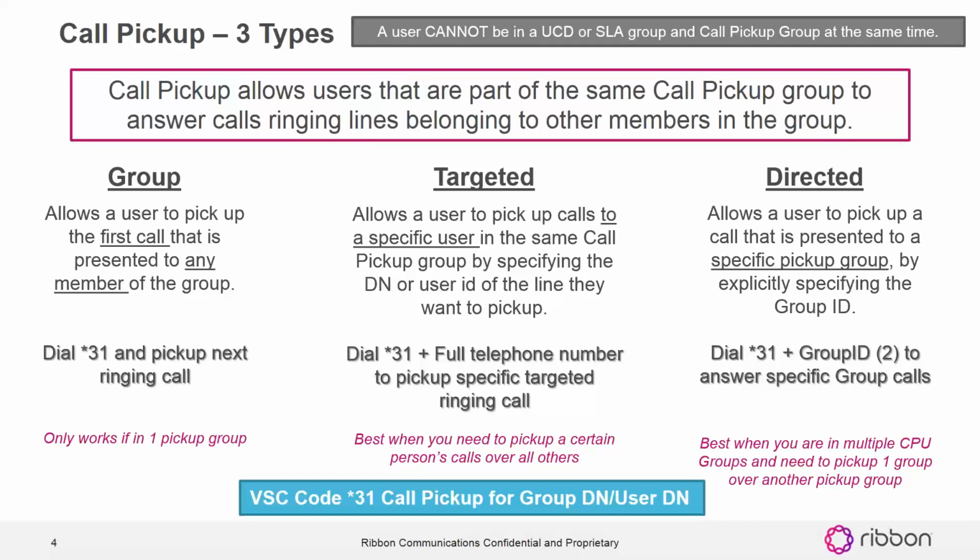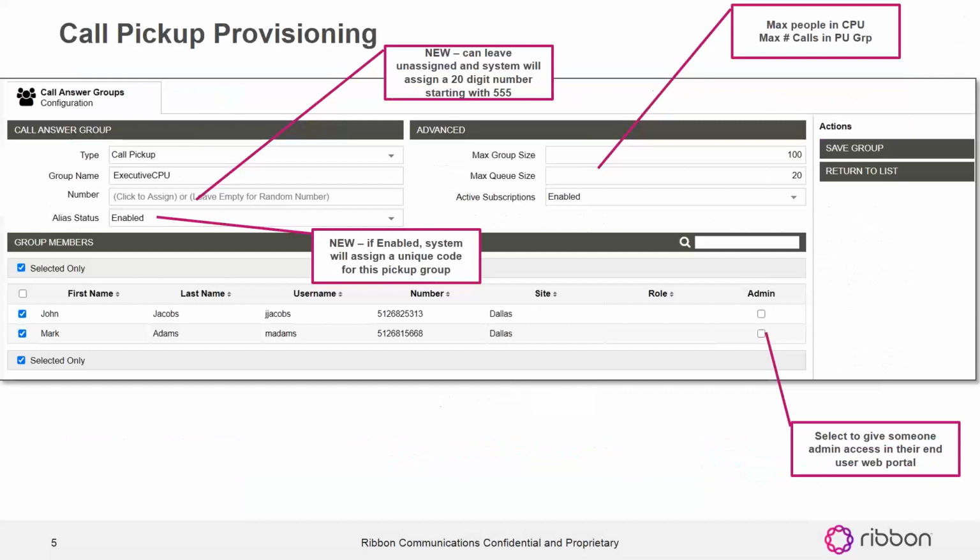And a UCD group is our basic ACD kind of thing, a very informal call routing. Also, you cannot be in a shared line appearance group and call pickup to work. So you may have tried this before and wondered, what's wrong? Well, they can't be in a shared line appearance group and answer for a pickup group at the same time. So here's how you provision it.